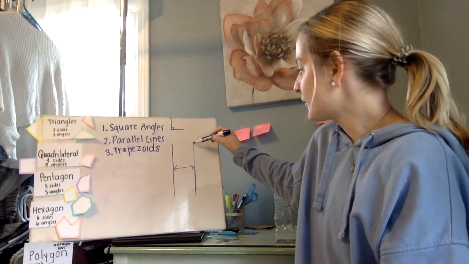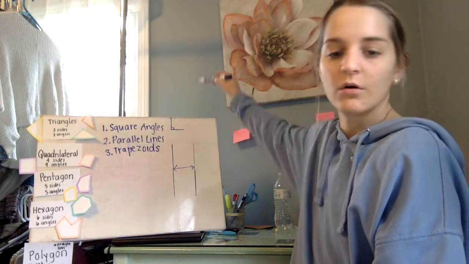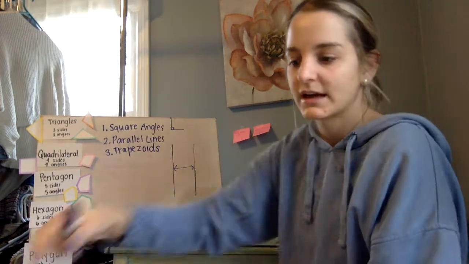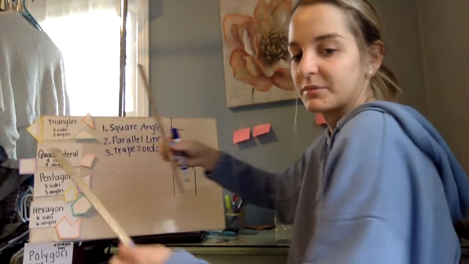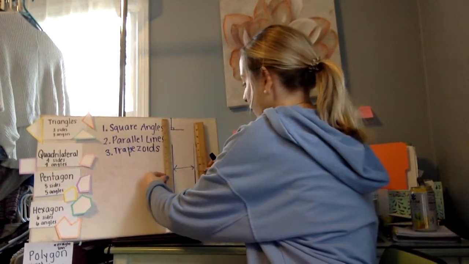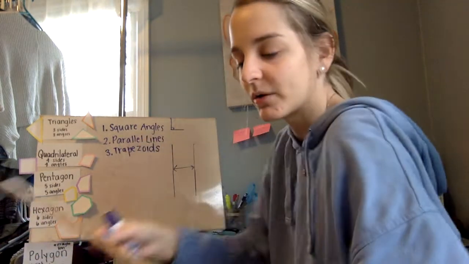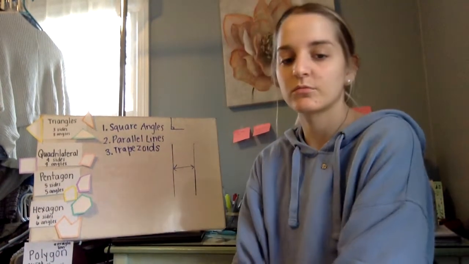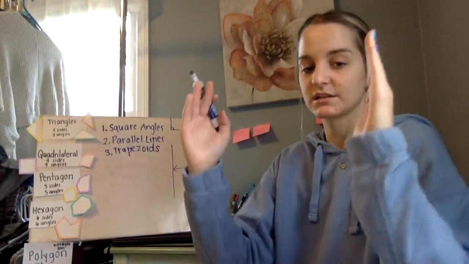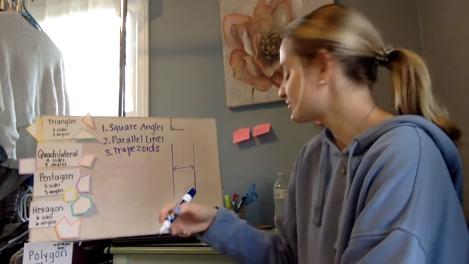So these are parallel because if I continue drawing this line all the way up and all the way down, I'm going to use this ruler to help me show you, all the way up or all the way down, they're never going to touch. So that's why they're called parallel lines. They will never, ever touch.